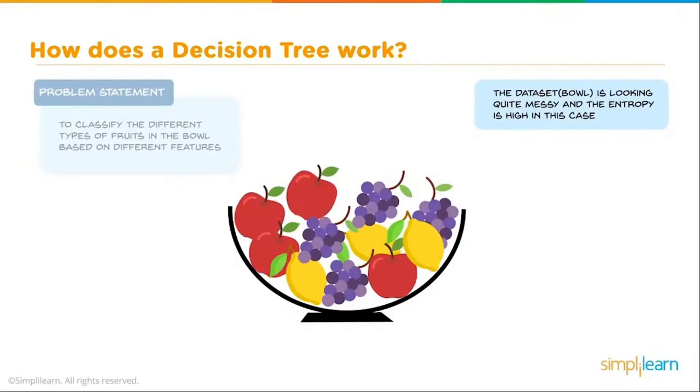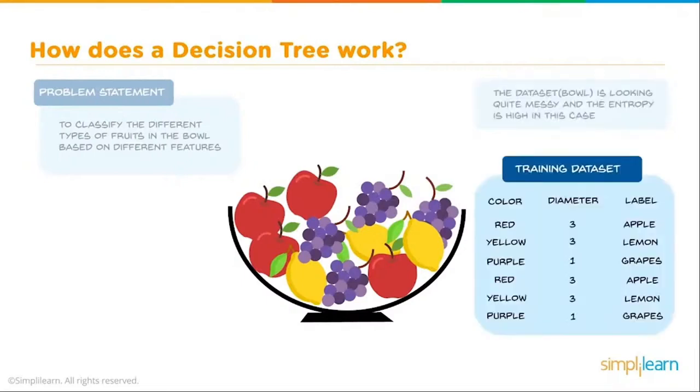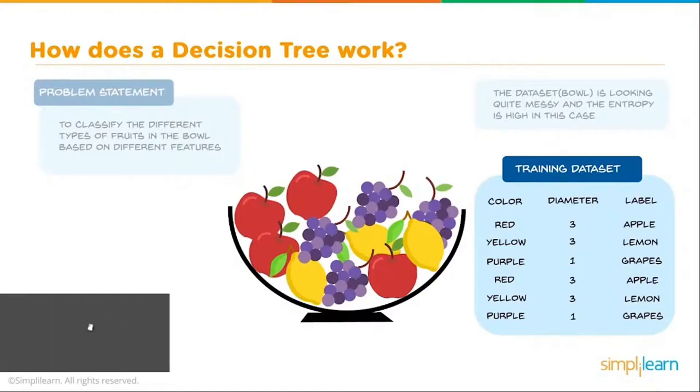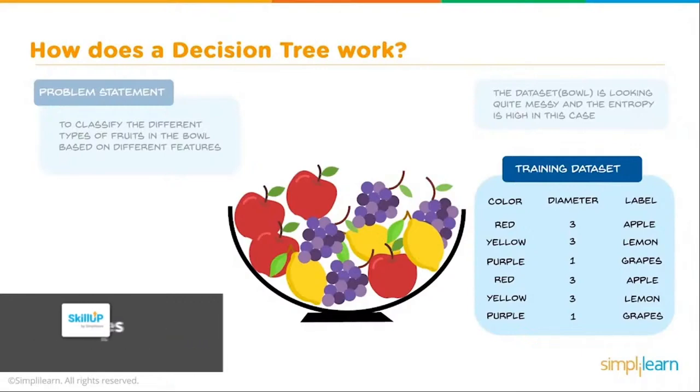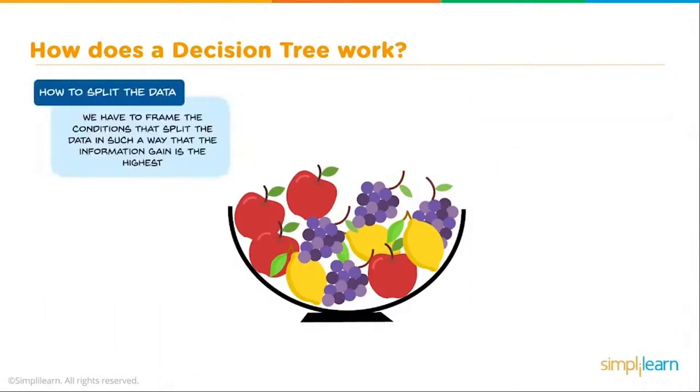And so we look in here. We're going to start with a training set. So this is our data that we're training our data with. And we have a number of options here. We have the color, and under the color we have red, yellow, purple. We have a diameter, 3, 3, 1, 3, 3, 1, and we have a label: apple, lemon, grapes, apple, lemon, grapes. And how do we split the data? We have to frame the conditions to split the data in such a way that the information gain is the highest. And it's very key to note that we're looking for the best gain.